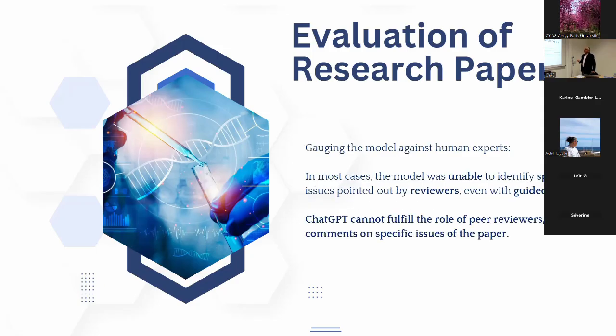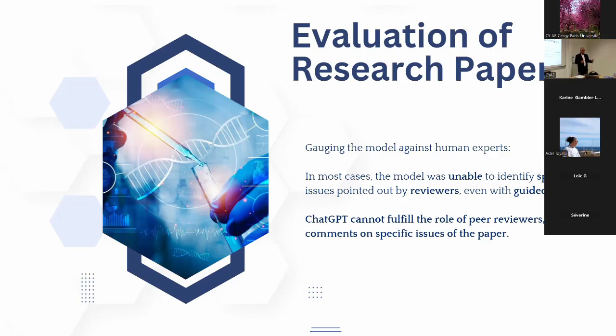So comparing the model against human experts, one point that they realized is that in the case of evaluation of research papers, the model was unable to identify specific issues pointed out by the reviewers, even with guided prompts. And they concluded ChatGPT cannot fulfill the role of peer reviewers, providing comments on specific issues of the paper.